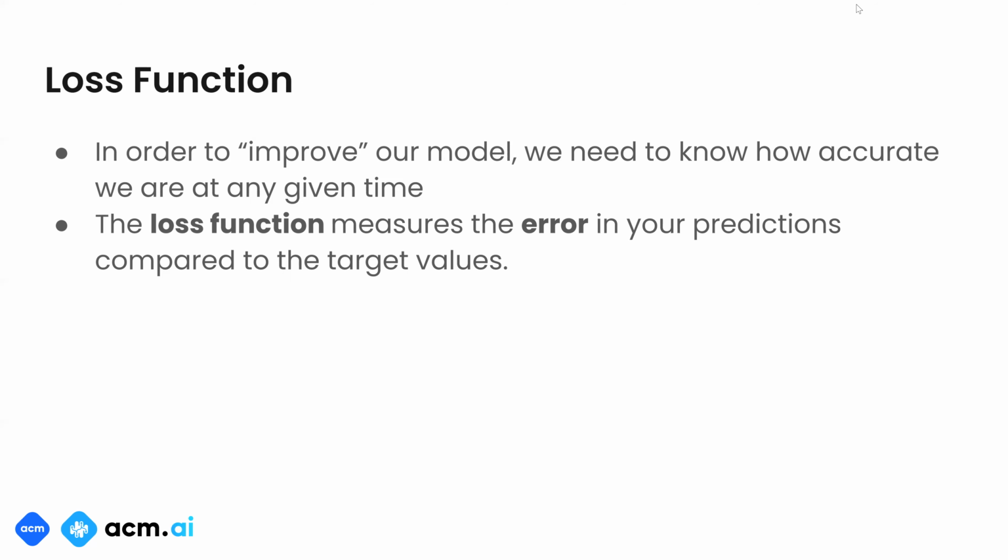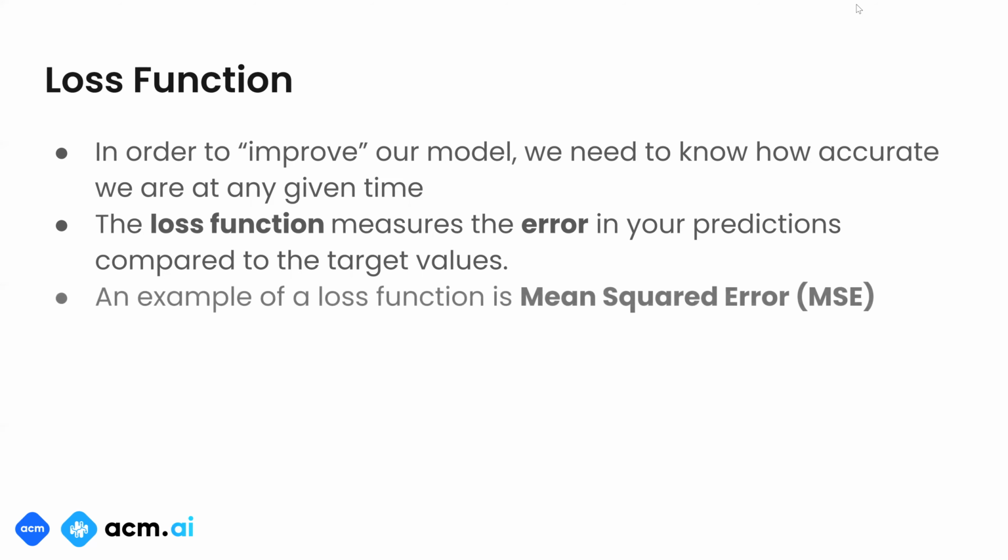A really high loss is going to be like, yo, your model stinks, you need to make it a lot better. While a low loss is going to be like, wow, this is a really good model, you're pretty accurate. So our goal is to minimize our loss function. An example of a loss function is called mean squared error. You all have probably heard of it.